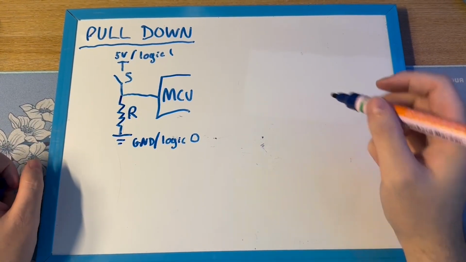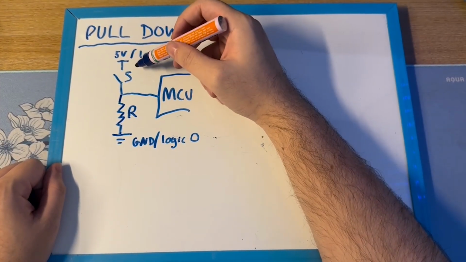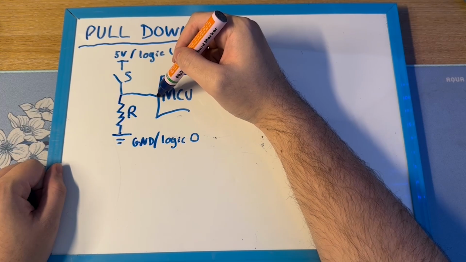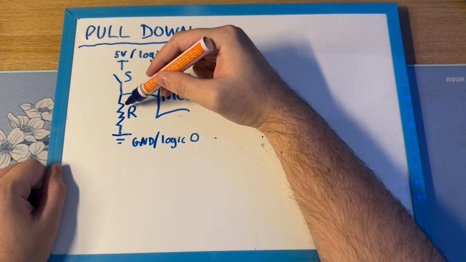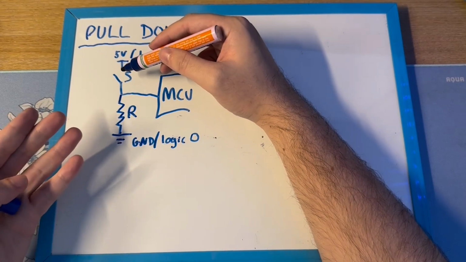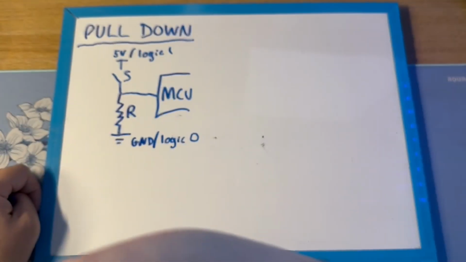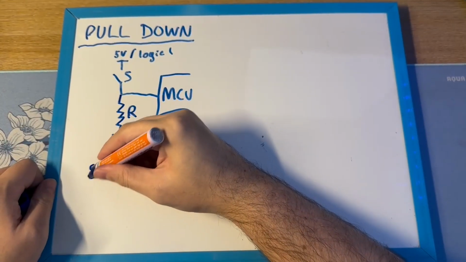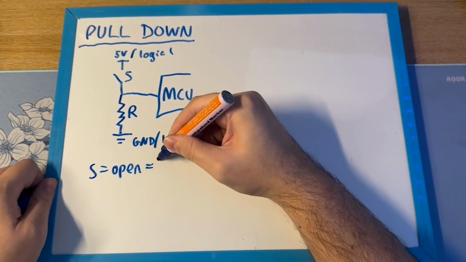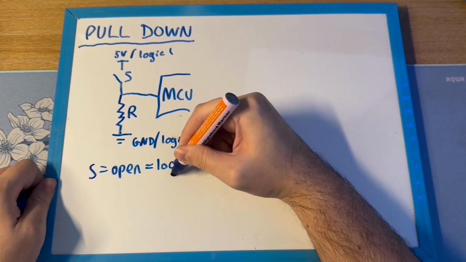So let's have a closer look at this. When this switch is open, the current from the microcontroller will have no choice but to go this way, travel to ground, because when this is open, it's an open circuit. So when S is open, that means logic 0.